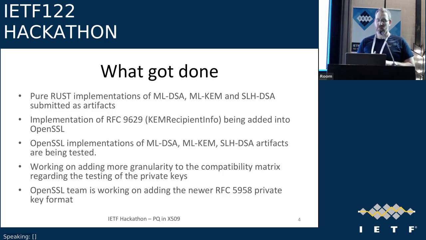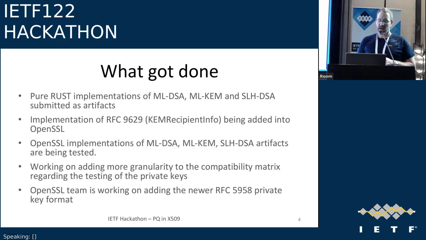Okay, so then what else got done? We also have new Rust implementations of the ML-DSA, ML-KEM, and SLH-DSA. So it's great to have more varieties of algorithms that we can test with. Also, an implementation of the KEM recipient info is being added into OpenSSL. So we had a bunch of the OpenSSL team, Tim Hudson and Victor Duchovny, come and join us as well. So that was great to have them. Also, OpenSSL has their own implementations of ML-DSA, ML-KEM, and SLH-DSA that they've submitted artifacts for. So we're testing against those as well. So more variety again. That's great to see.